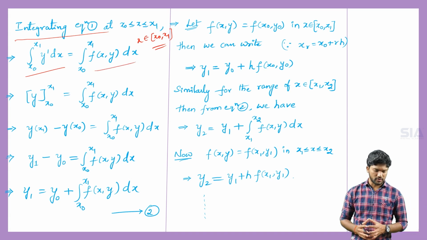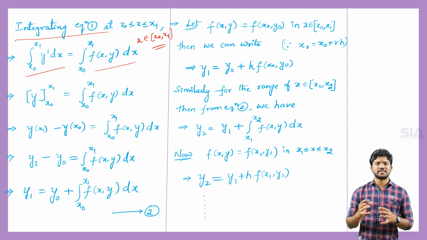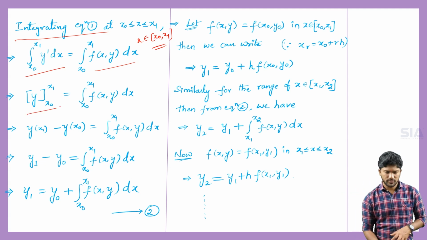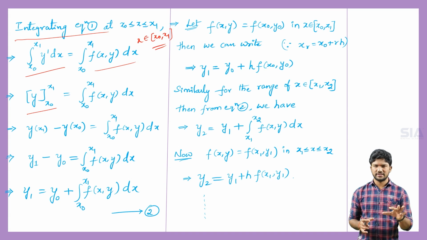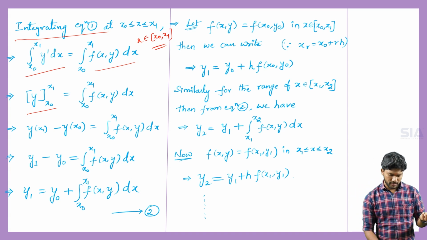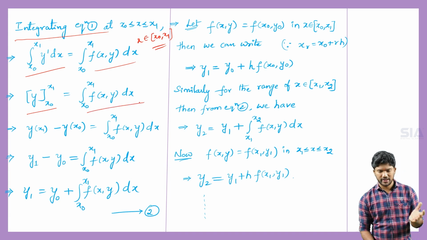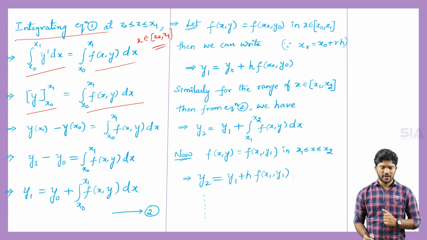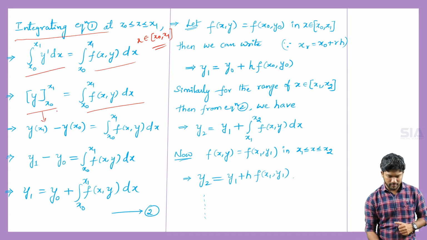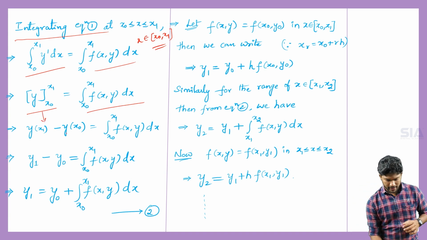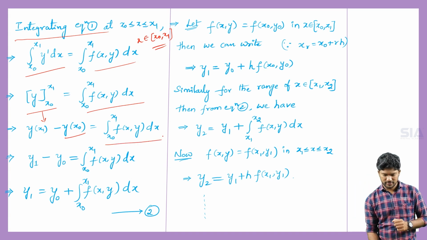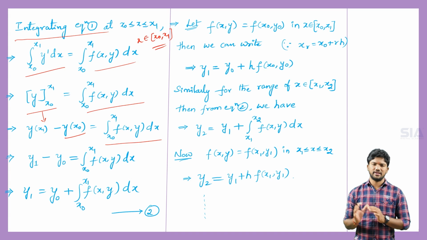integration over x naught to x1 of f of x comma y dx. On the LHS, if you apply the integration, the derivative will get cancelled, and we get y into upper limit minus lower limit, x1 and x0, is equal to integration over x0 to x1 of f of x comma y dx. The RHS is the same. Now apply the values: upper limit y of x1 minus lower limit y of x0 is equal to integration over x0 to x1 of f of x comma y dx, the same in the RHS.